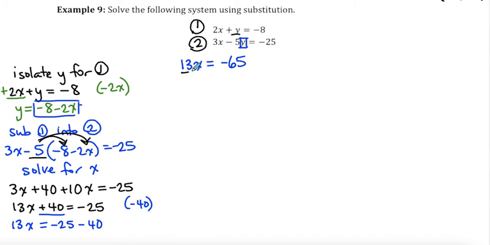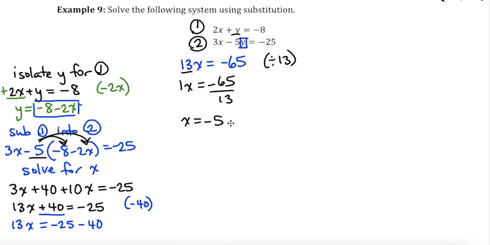At this point, we want to get rid of the coefficient. The opposite of multiplying by 13 is dividing by 13. 13 divided by 13 is 1, so I have 1x, and negative 65 divided by 13 is negative 5. I can show that step at this point, so negative 65 divided by 13, x equals negative 5.